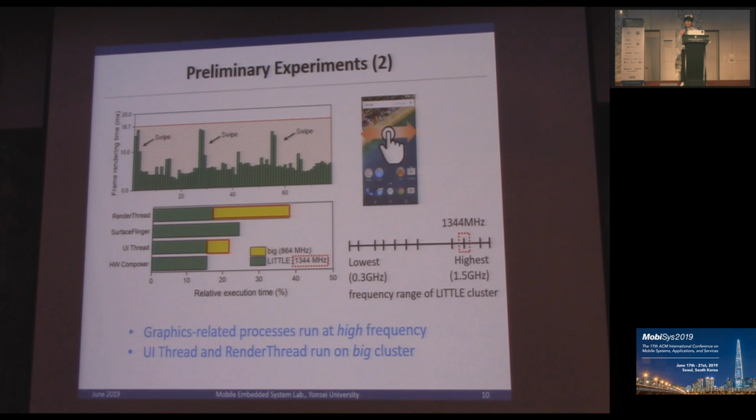To understand why frames are completed so quickly, we experimented with one target application, Google Now Launcher. Similar to the previous research, we can also observe that the frames are completed much earlier than the deadline, and the graph below shows that the graphics-related processes were run using a high CPU frequency in the little cluster, and particularly, the UI thread and render thread are also run on the big cluster. From this research, we suspected that high CPU frequency and the big cluster might be unnecessarily used.